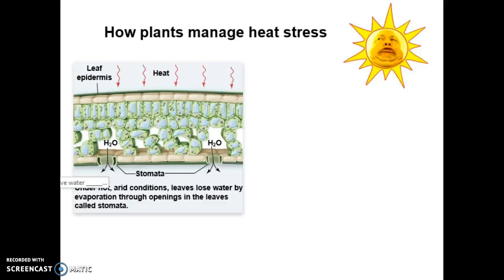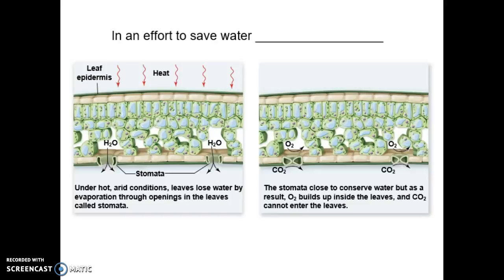So under heat stress, the plants close those stomata in an effort to save water. That is the key there. They're trying to close up those stomata, keeping the water inside of the cells, keeping it inside the leaf tissues.